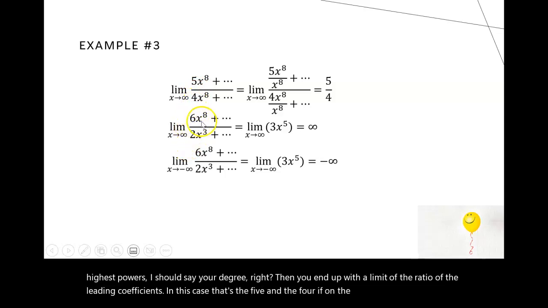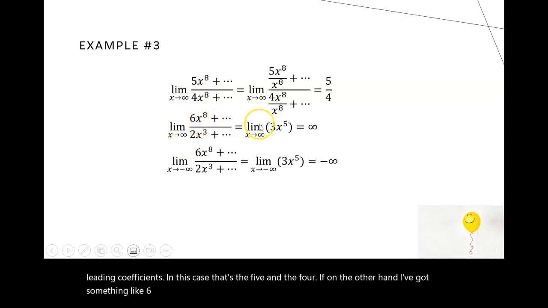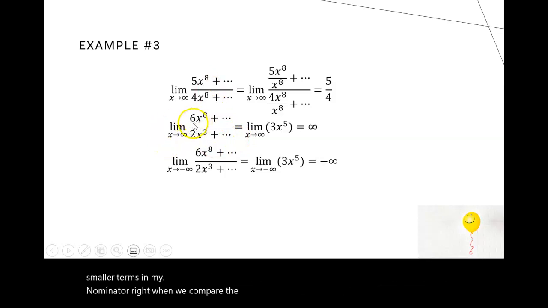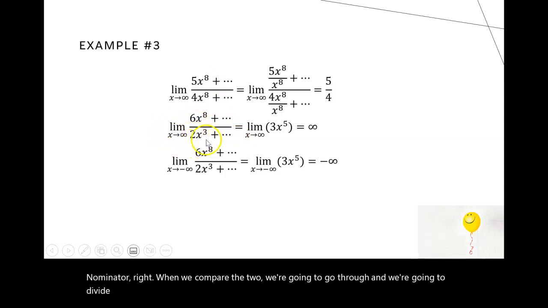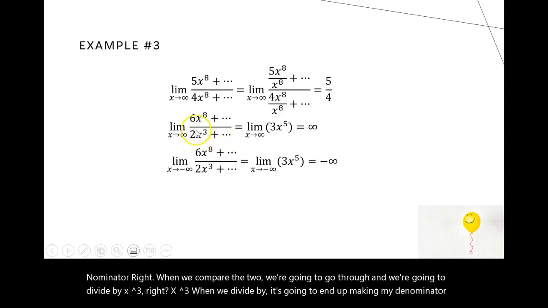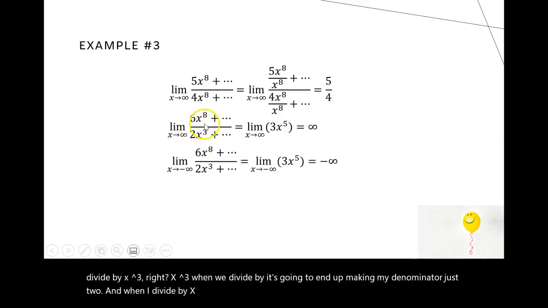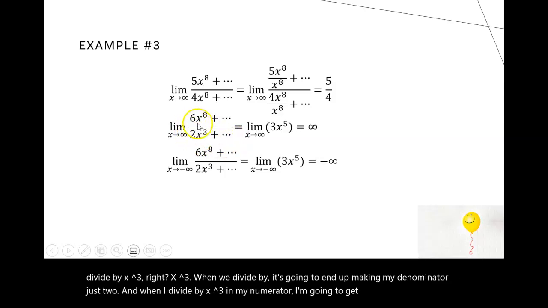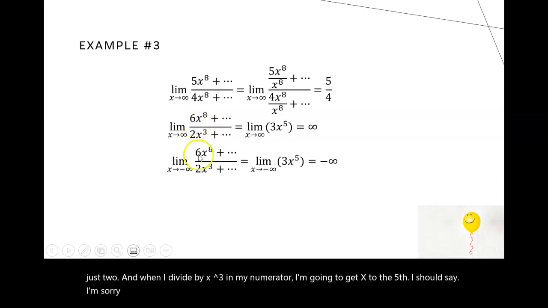If, on the other hand, I've got something like 6x to the 8 and other smaller terms in my numerator, and 2x cubed and other smaller terms in my denominator, when we compare the two, we're going to divide by x cubed. X cubed, when we divide by it, is going to end up making my denominator just 2. And when I divide by x cubed in my numerator, I'm going to get x to the 5th. I should say, I'm sorry, 2x cubed.